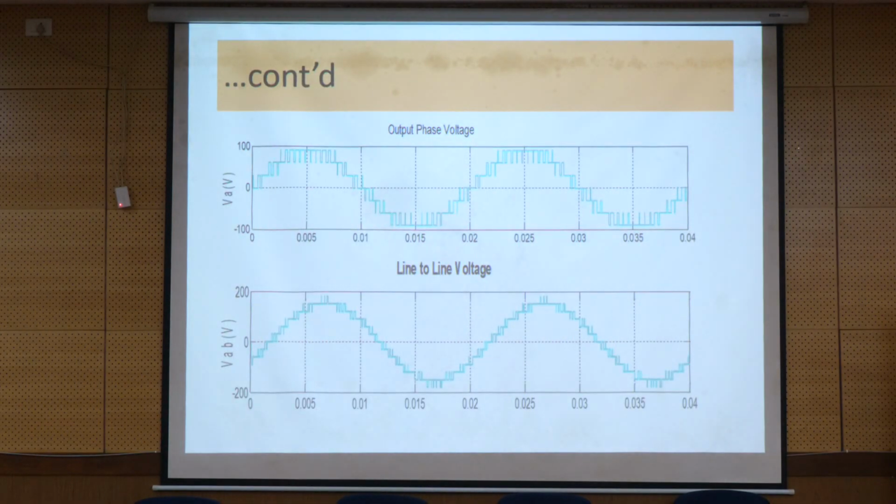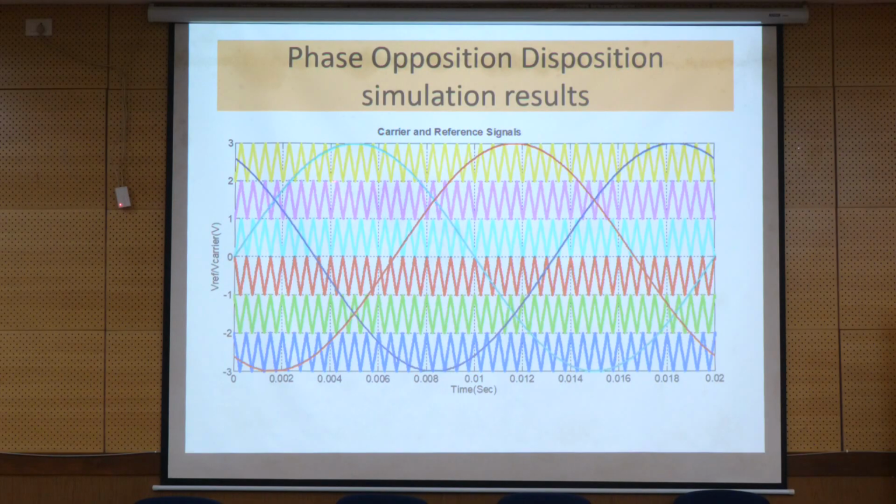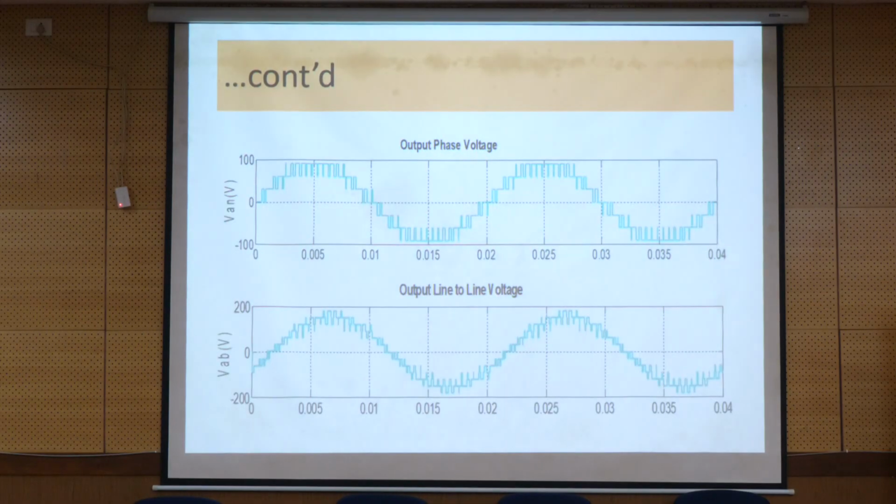But when it comes to phase opposition disposition, if you see the first carrier signal and the one below it is phase shifted by 180 degrees. The second carrier signal and then this one is phase shifted by 180 degrees, and the third one is also phase shifted by 180 degrees. Then the results for this one: the line-to-line voltage and the phase voltages for the 7-level cascaded H-bridge multi-level inverter.